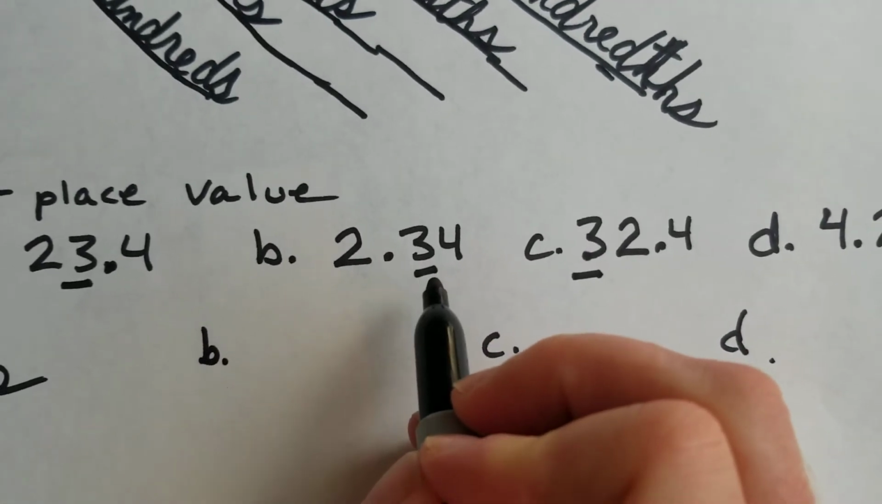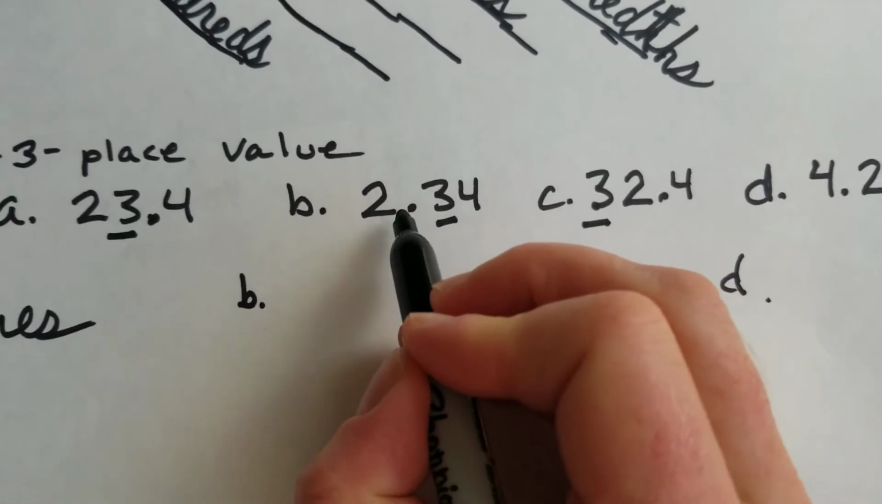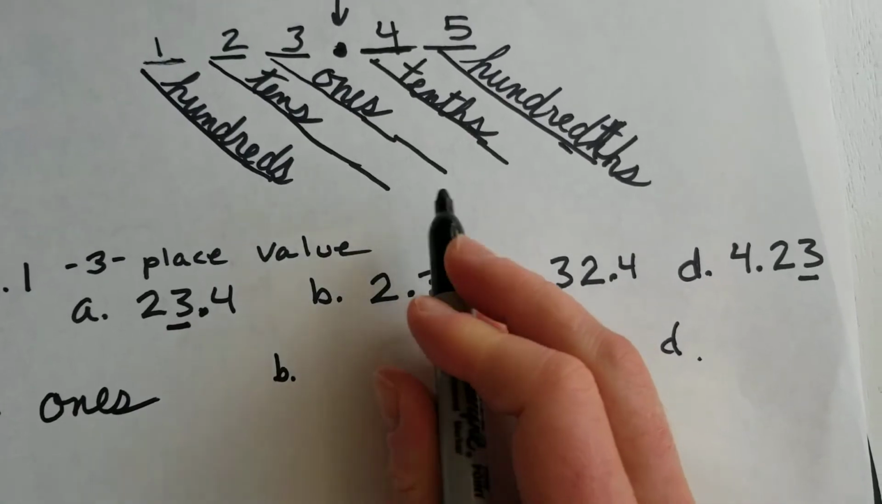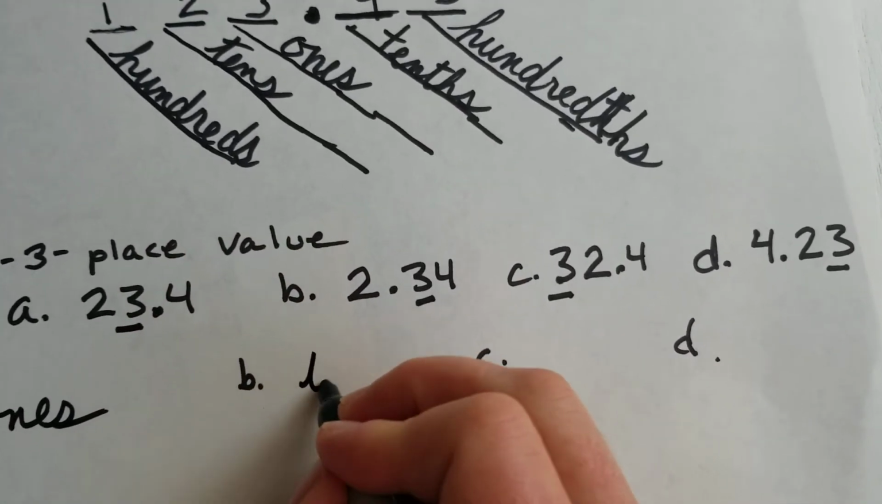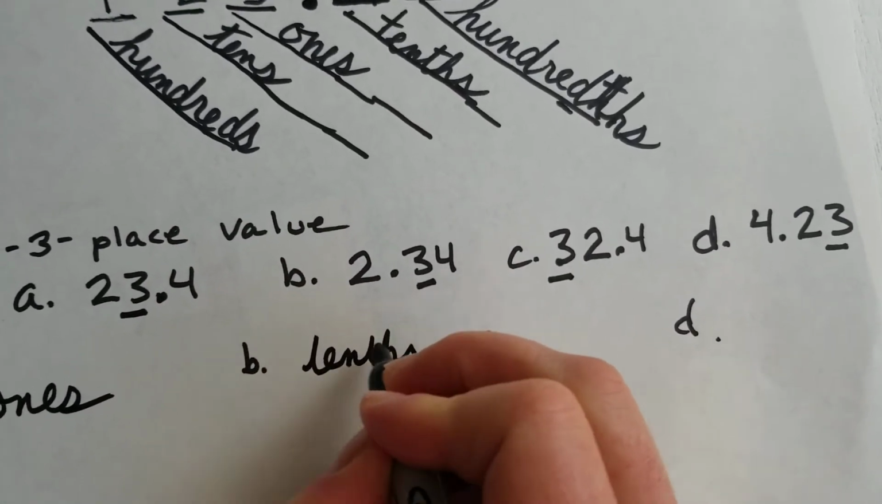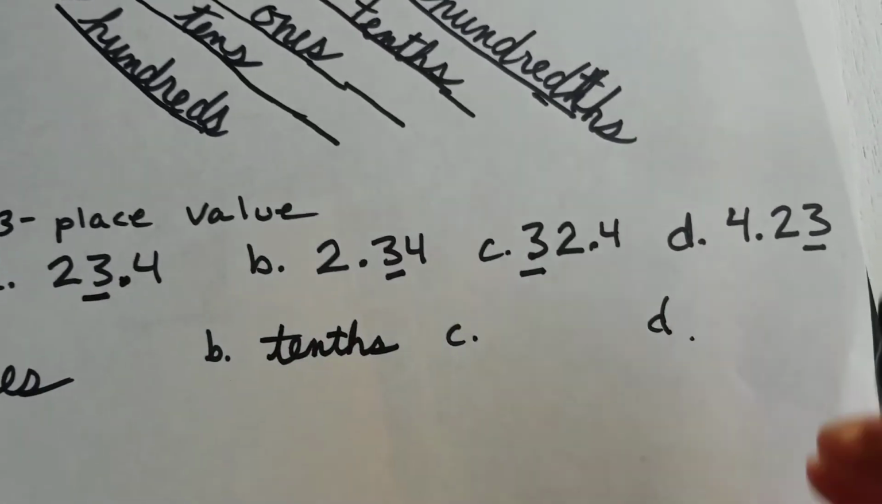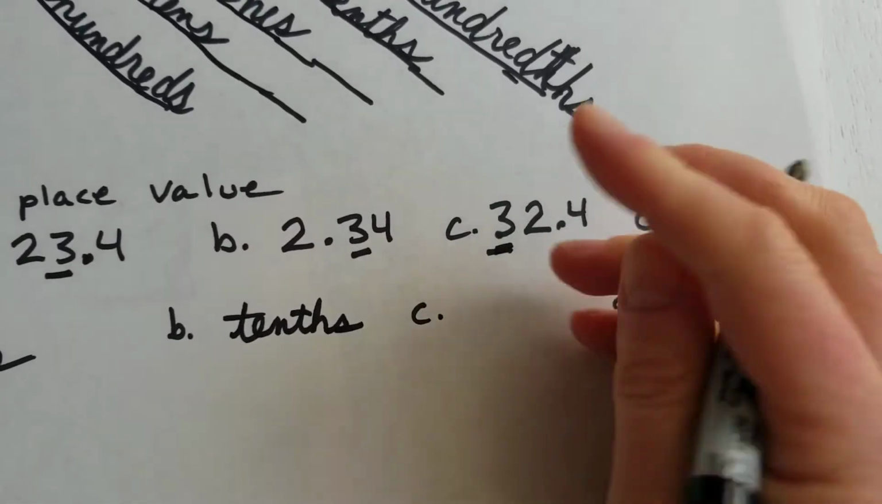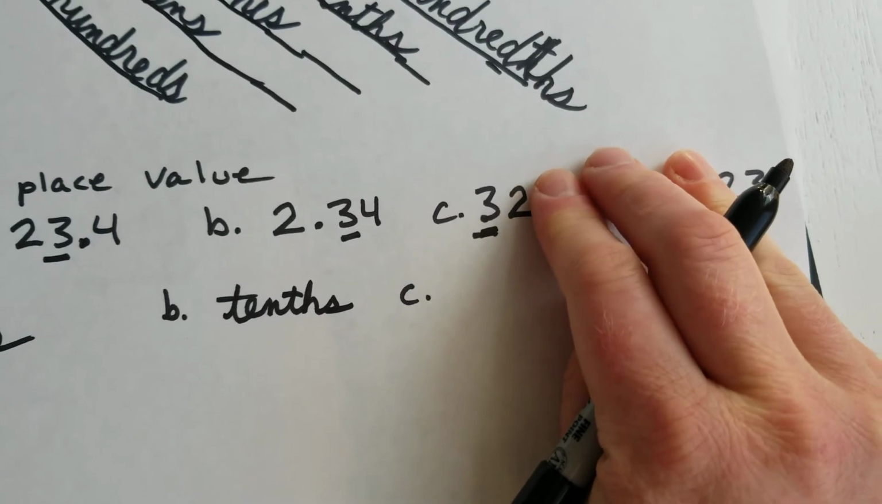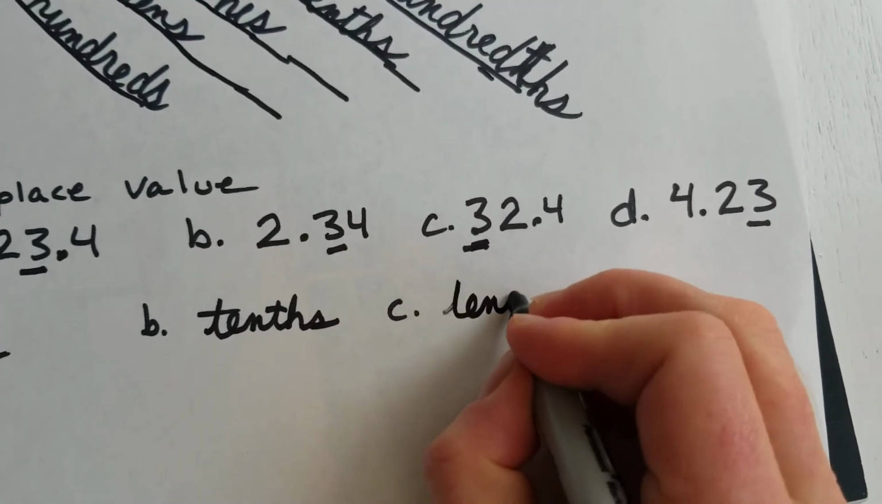Here we have 2 and 34 hundredths. The 3 is just to the right of the decimal, and if you look to the right of the decimal, that is our tenths, which you've been learning already. Here we have the 3. We have 32. 30 implies 3 tens.